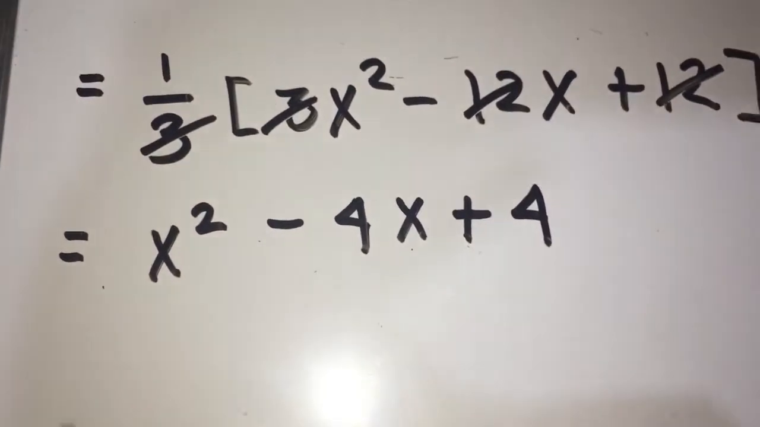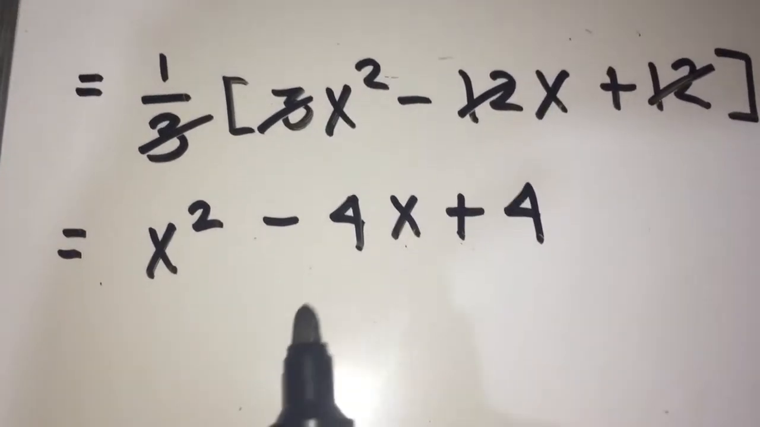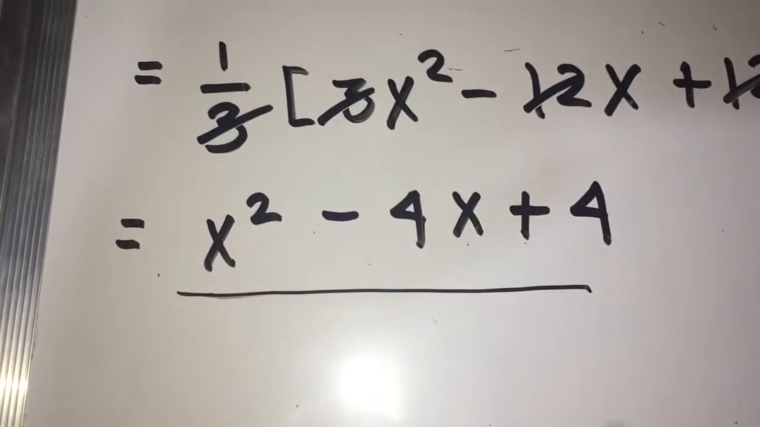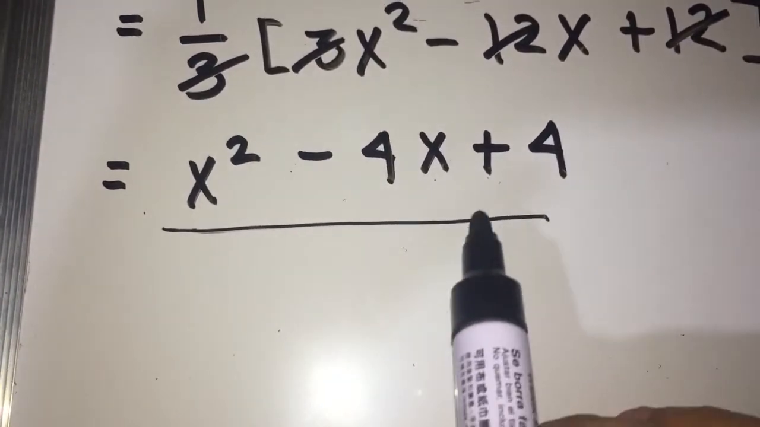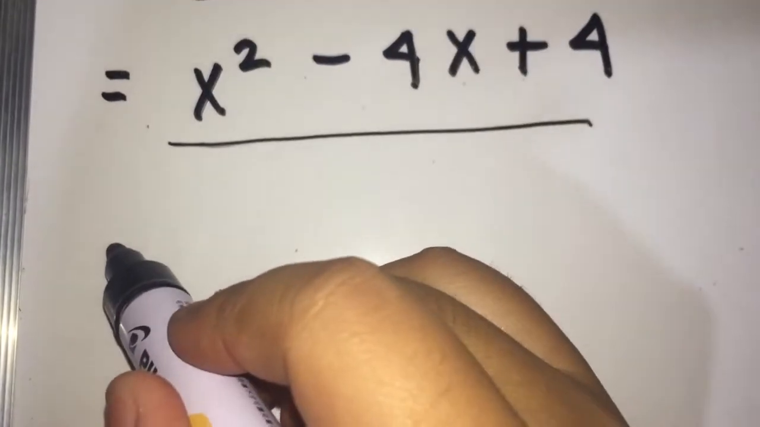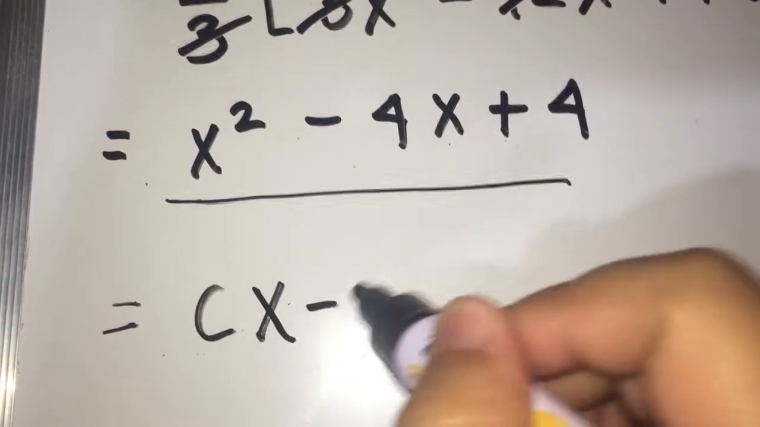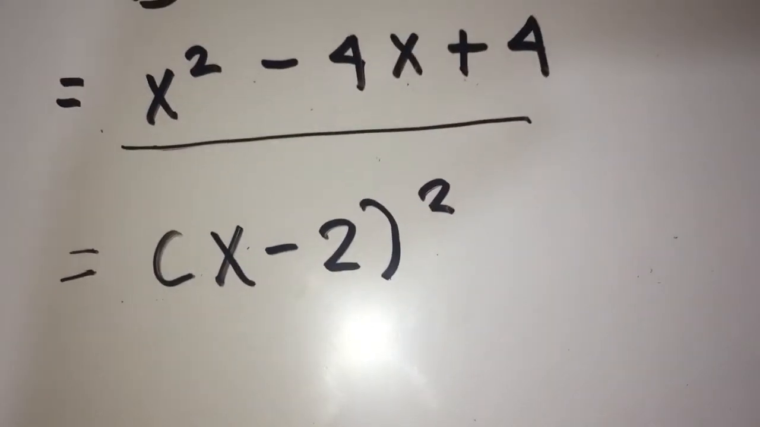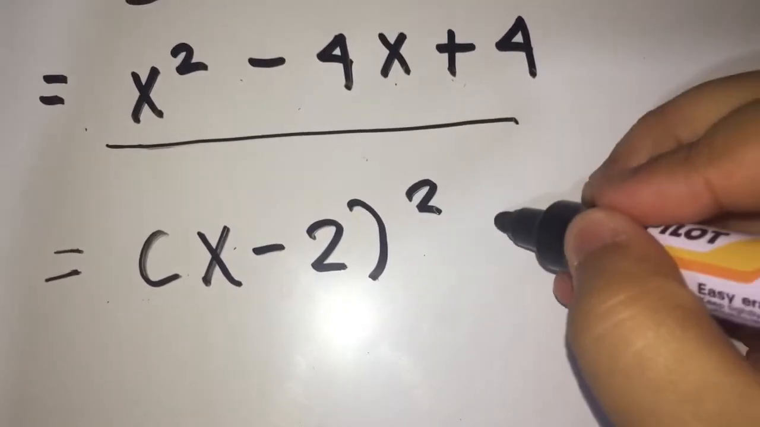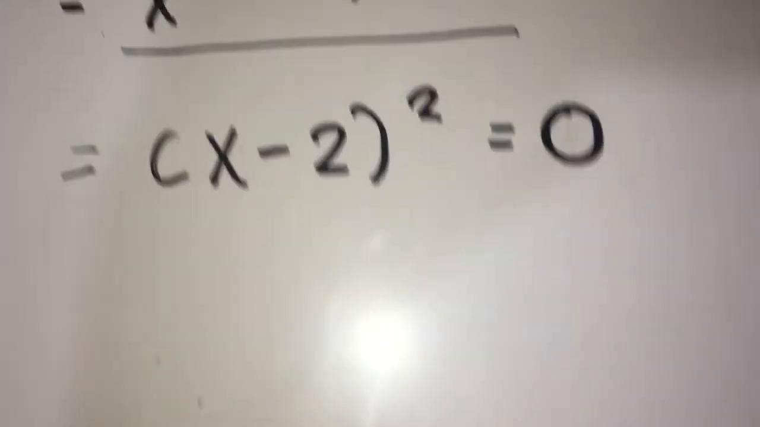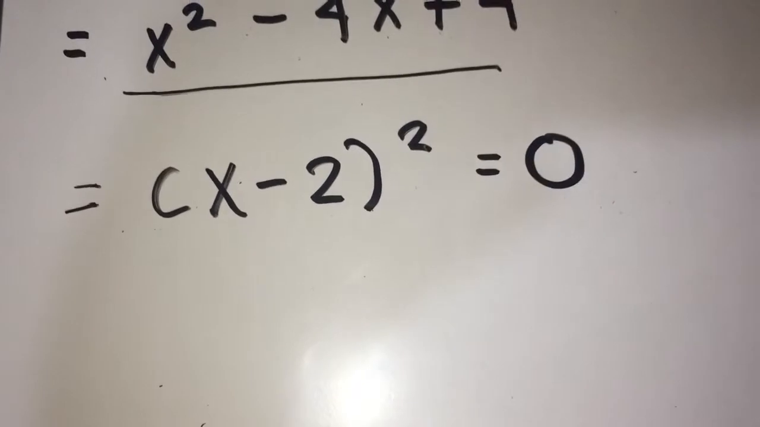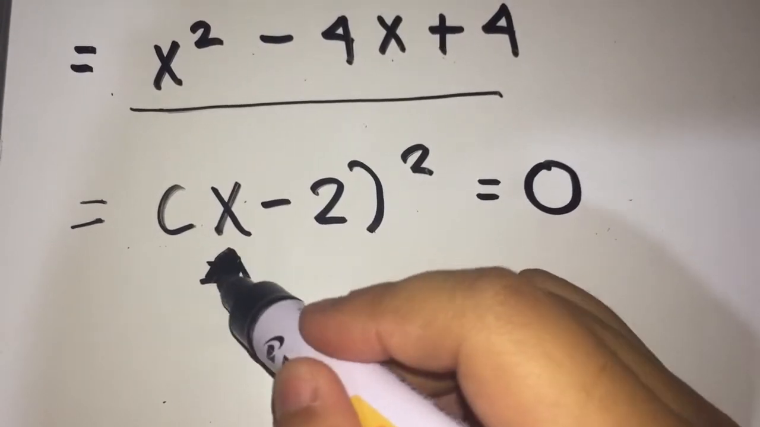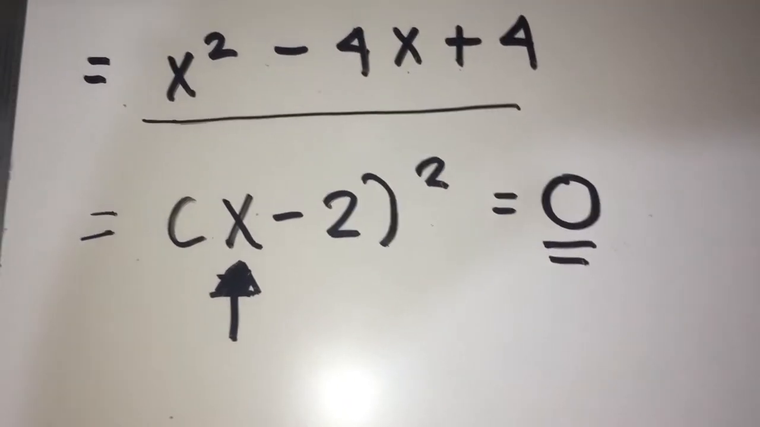What would happen next? As I said earlier, we must simplify it as much as possible. This expression can still be simplified, and the simplified form is (x minus 2) squared. So that is the simplified form. Next, we must equate it to 0. How could we find our x? We must think of the value that results in 0.